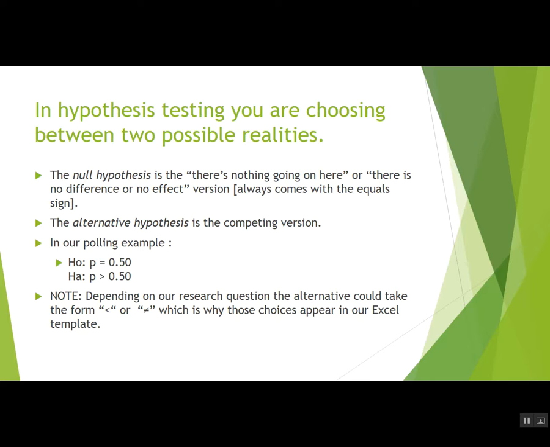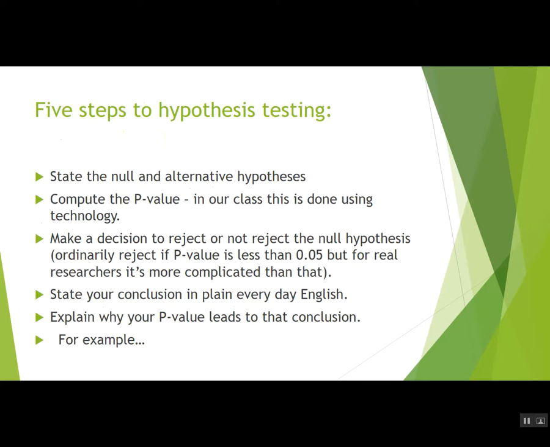So in our polling example, the null hypothesis, which we write H0, was that P, the proportion planning to vote for a candidate, was 0.5, and the alternative, P greater than 0.5. We wanted to know, do we have evidence that P is greater than 0.5? That's the alternative. And the nothing going on is that P equals 0.5. It's a tied race. Depending on our research question, the alternative could be less than or it could be not equal. It just depends upon what we're interested in.